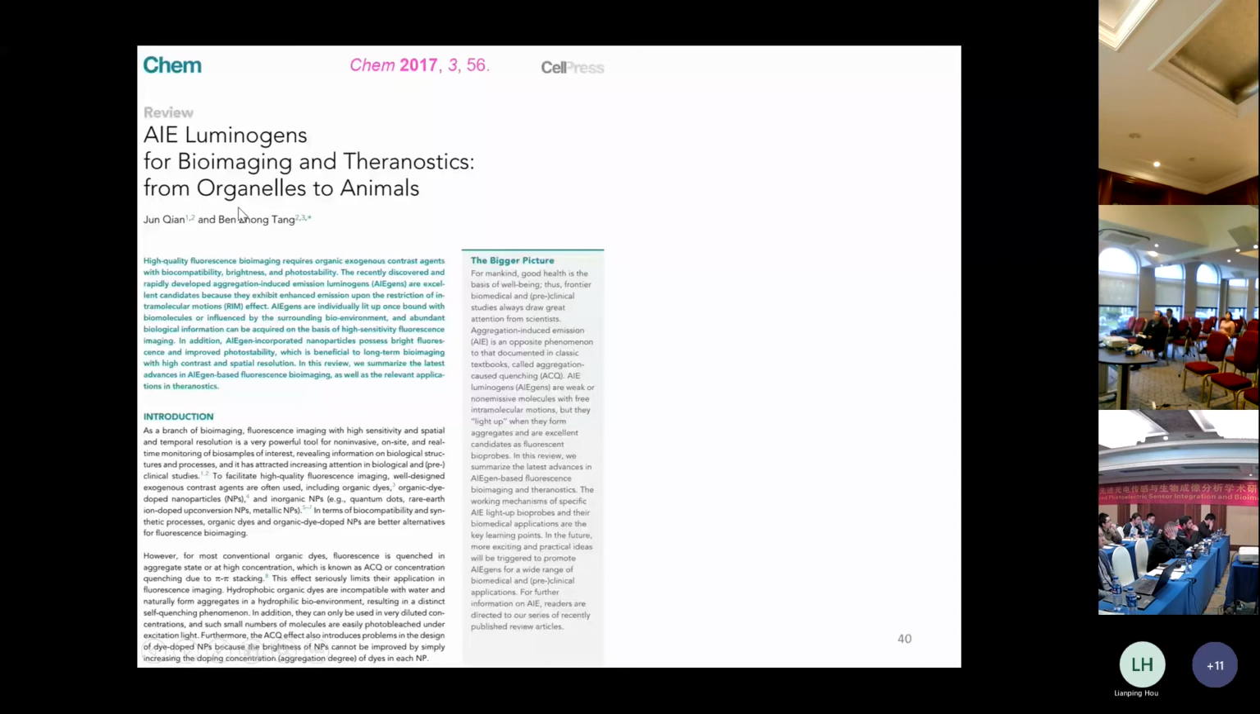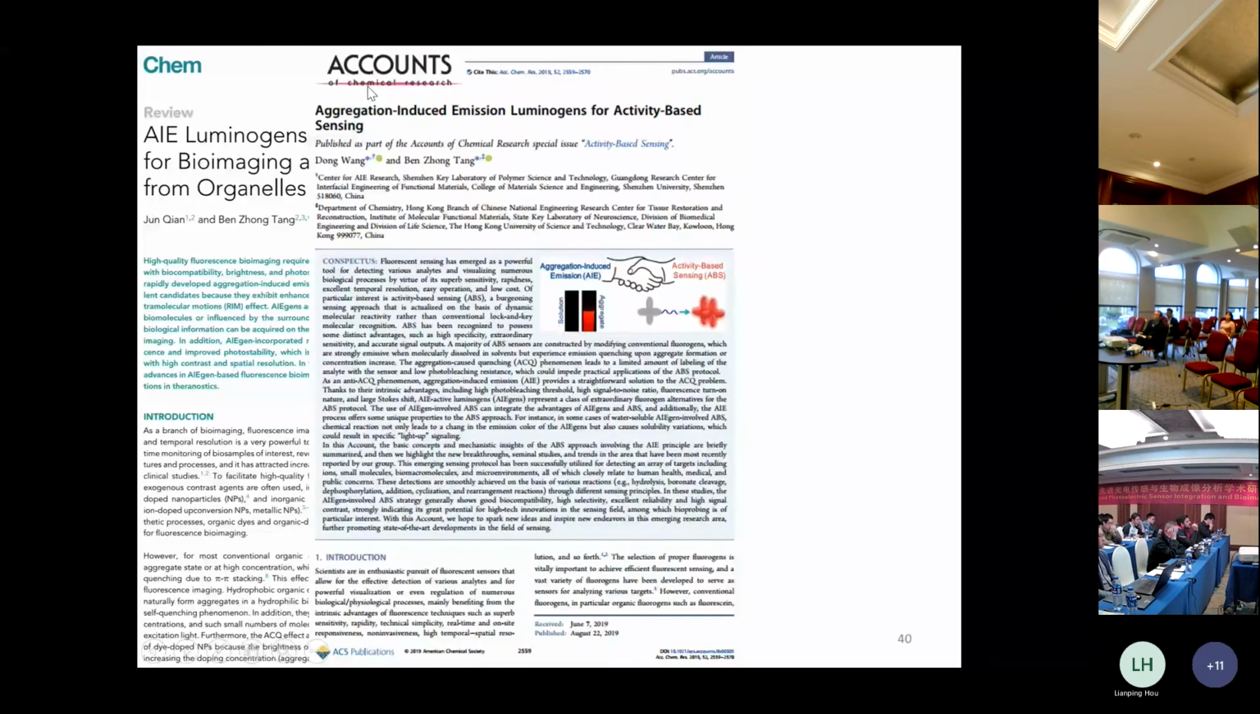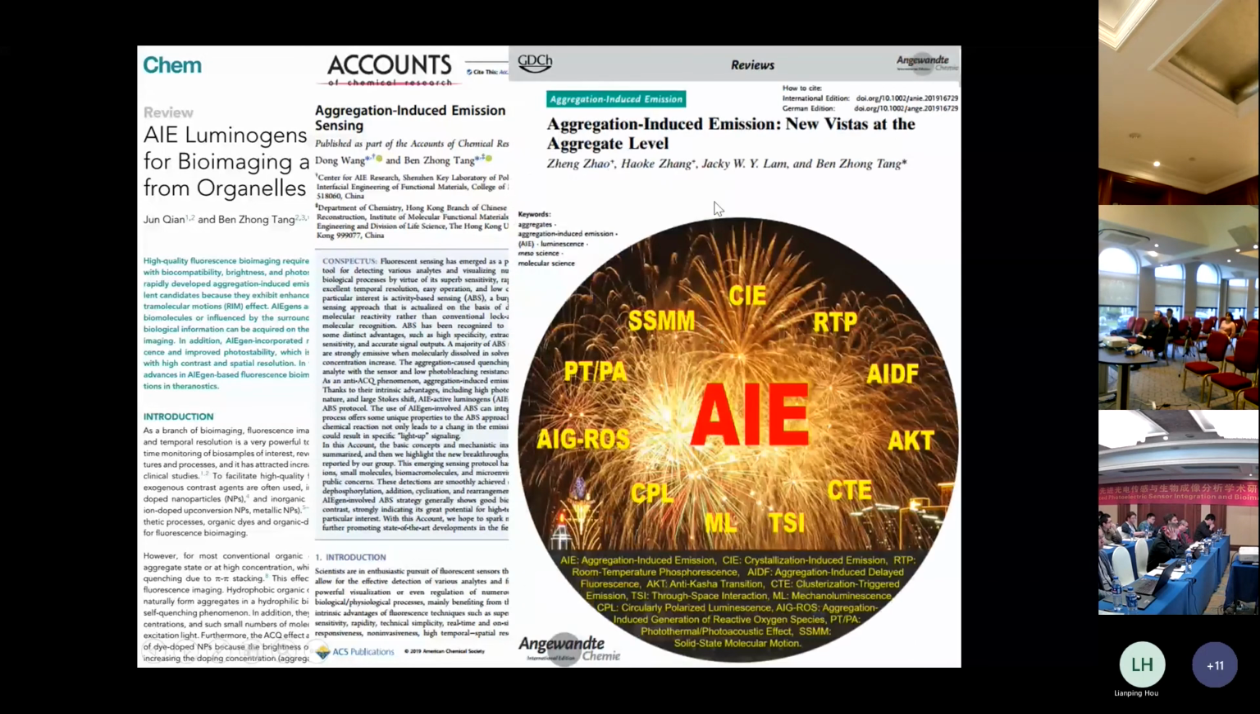There is also a lot of chemical research published by the American Chemical Society, and we also talked about biomedical applications. This year is the 20th anniversary of AIE research, so Angewandte Chemie published a special issue to celebrate 20 years of AIE research. In this special issue, we published a review summarizing the recent development in the area of AIE research. So if you are interested, you may read these new review articles.